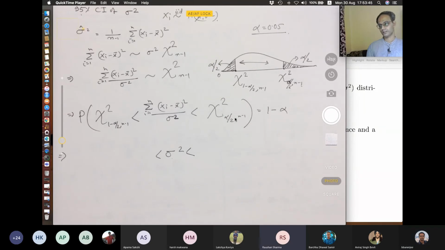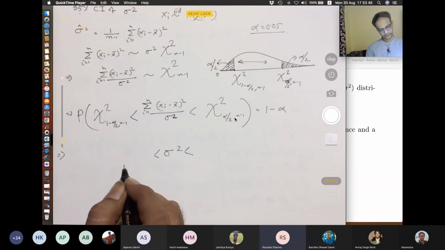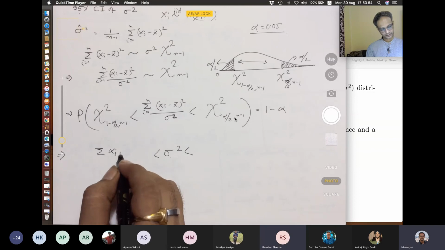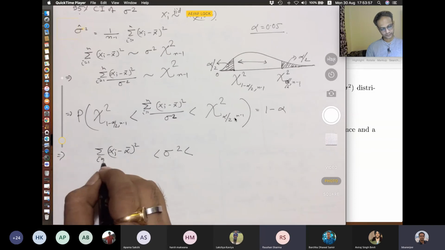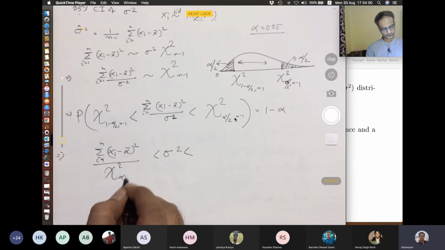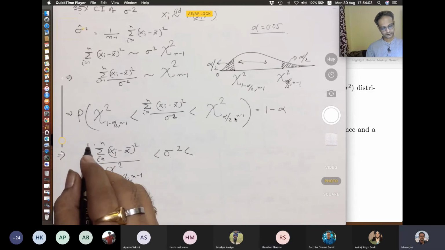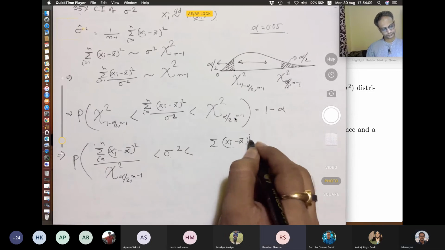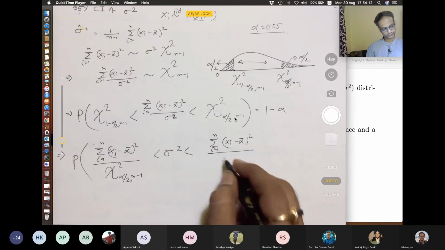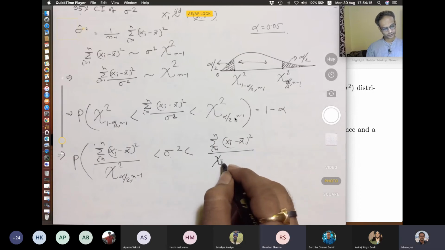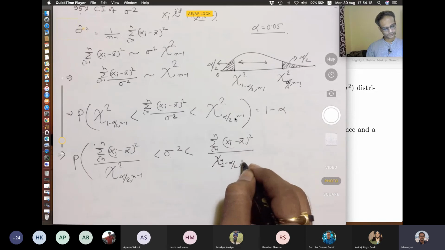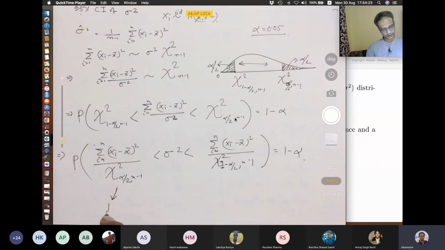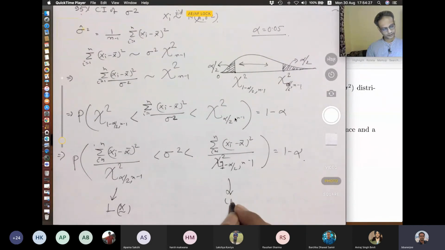So the lower bound will be summation (xi minus x bar) whole square, i running from 1 to n, divided by chi square alpha by 2, n minus 1, and the upper bound, the numerator will be the same, the denominator will be chi square 1 minus alpha by 2, n minus 1. So this quantity is Lx, this quantity is Ux.